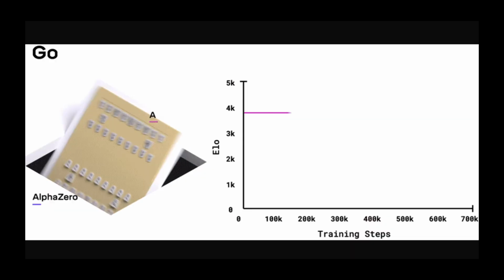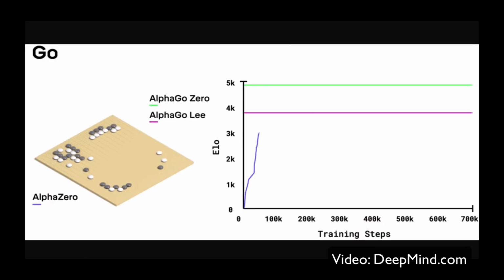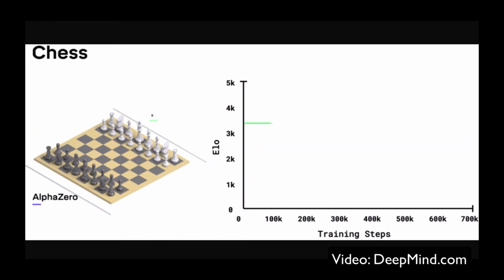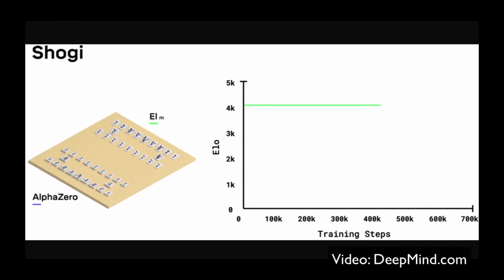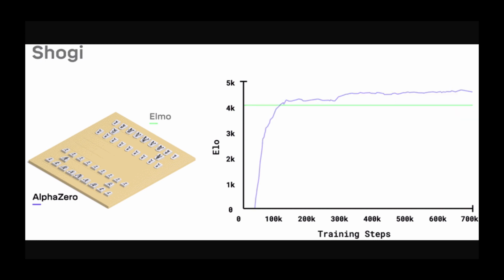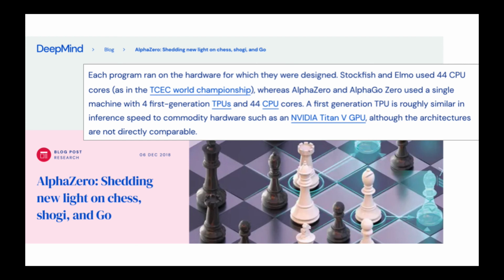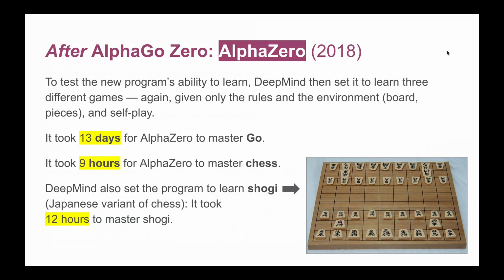So learning with AlphaZero for each game begins with a fresh, unaltered copy of the program, and then the rules of the particular game and the environment, such as the board and the pieces and how the pieces move, that information is added in, but nothing else. So running on very fast computer hardware, AlphaZero was able to master Go to a level where it could beat AlphaGo Zero in 13 days of self-learning.